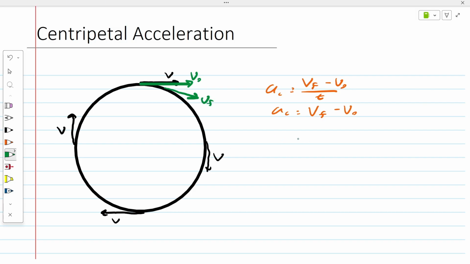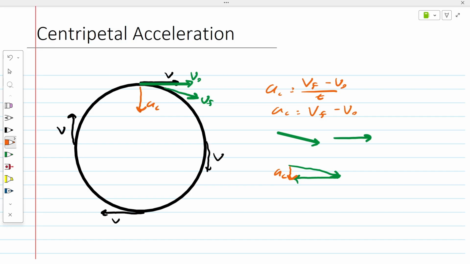If we draw these vectors out, we have the velocity final, which looks like this, and the velocity initial, which is just straight like this. If we were to subtract these two vectors, we could draw the final vector first, like this, and then the initial vector comes from the head of the first vector, but in the opposite direction, like this. We notice that this resultant vector is basically just straight down, and this is our centripetal acceleration. So at this point, the centripetal acceleration is straight down.